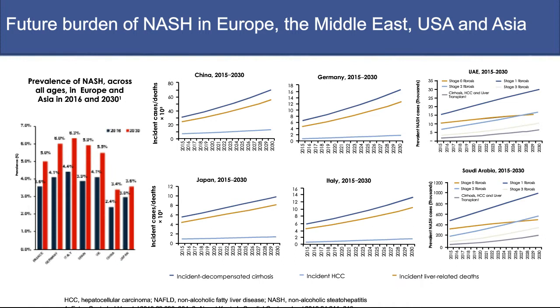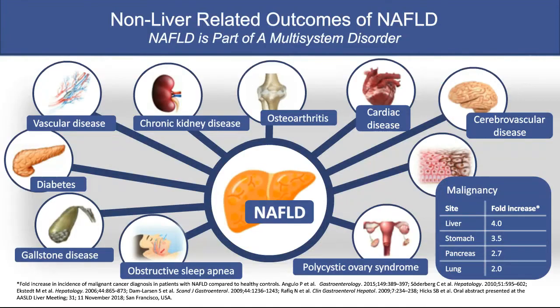Finally, it's important to recognize that there are a number of non-liver-related outcomes that have been associated with non-alcoholic fatty liver disease. Type 2 diabetes and cardiovascular disease are, of course, very well known. More recently, there's been a suggestion that NAFLD may also be associated with non-liver malignancy. This is a study in the table on the right that looks at not only liver cancer, but shows that stomach cancer and pancreatic cancer are also significantly higher in patients with non-alcoholic fatty liver disease.